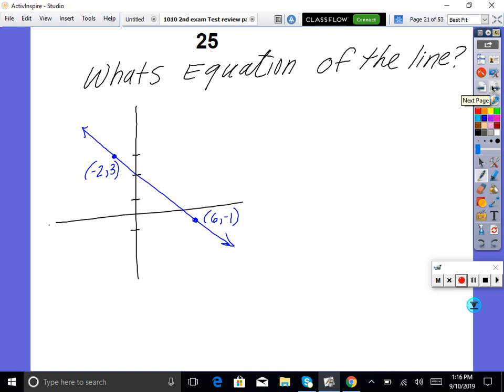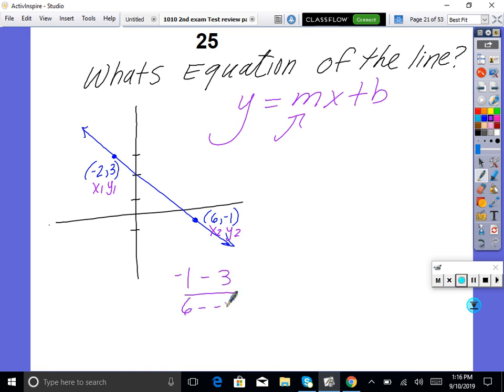What's the equation of the line? So first of all, you'd say, okay, I need to figure out my slope. Lines have the form mx plus b. You could either do the rise over the run, or even better, x1, y1, x2, y2, y2 minus y1 over x2 minus x1, -4 over 8, which is -1/2. So now we would say y is equal to -1/2 x plus b.